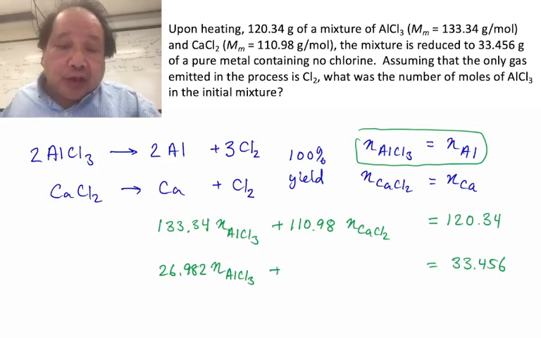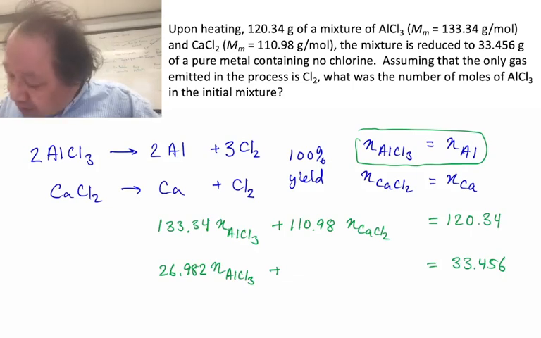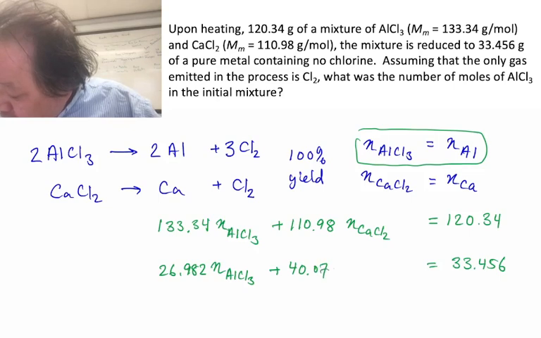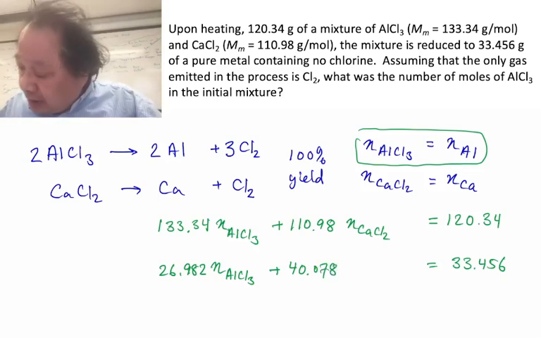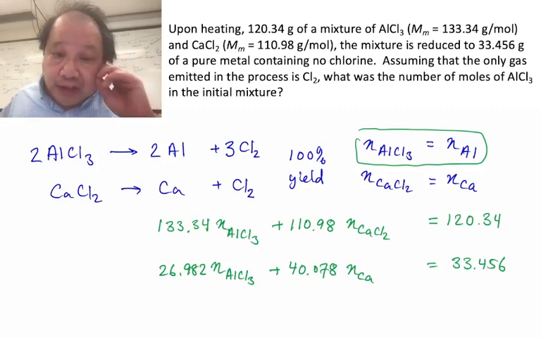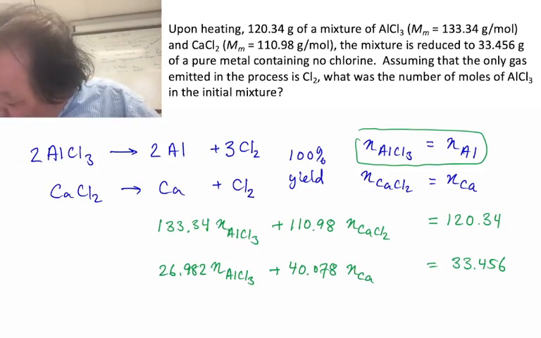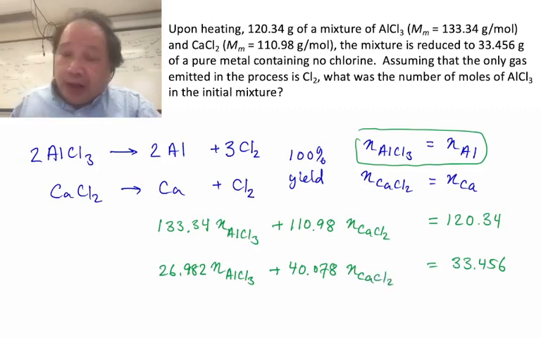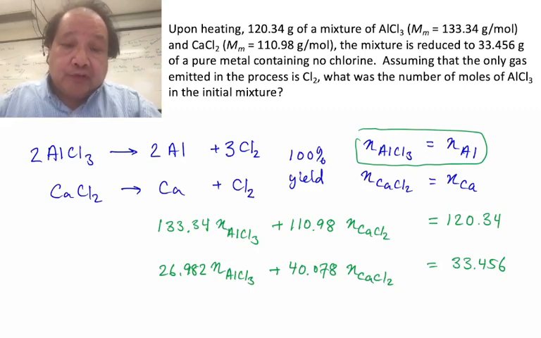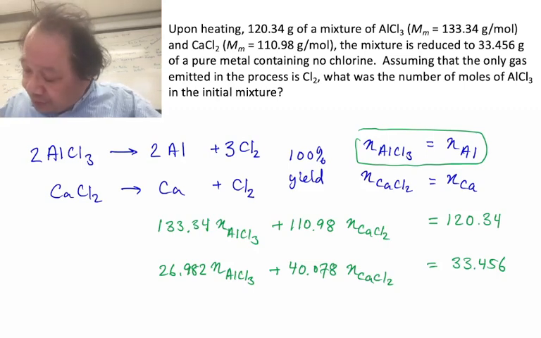And then we can look up the atomic mass of calcium, which is 40.078, and we're looking this up in the periodic table, times the number of moles of Ca, and the number of moles of Ca is also the number of moles of CaCl2. And now we have two equations and two unknowns, number of moles of AlCl3 and number of moles of CaCl2.